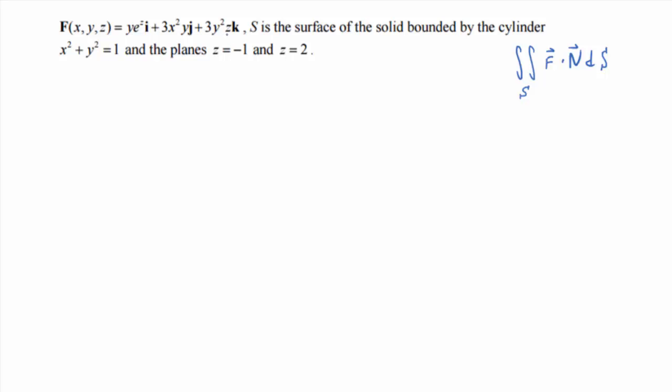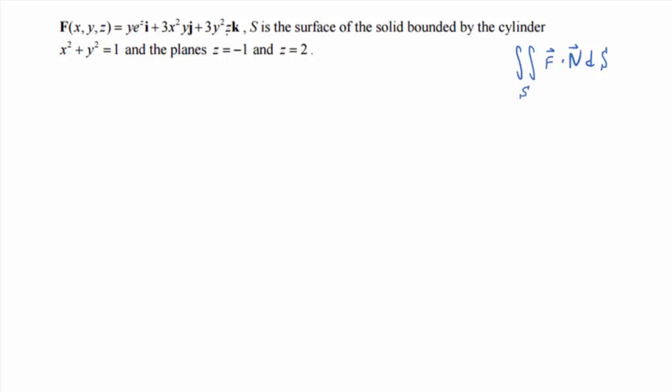S is the surface of the solid bounded by the cylinder x squared plus y squared equals 1. That's a circular cylinder, isn't it? And then the planes z equals -1 to z equals 2. So it's just like a Coke can, right? You're used to starting z at 0. We're not doing that here, are we?